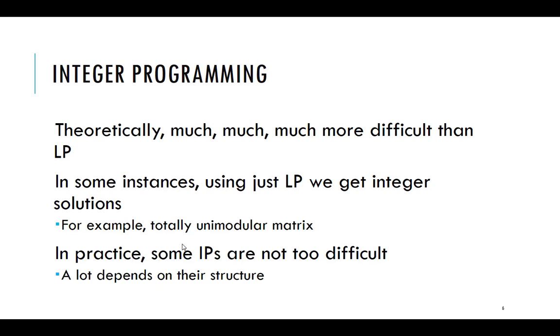We'll show that if we relax the integer constraints to be linear, then we still get integers for free. That's a good thing. And in practice, some IPs, integer programs, are not too difficult. A lot of it depends on their structure. If it's a mixed integer program, is a lot of it linear, and does some of it have a nice structure that makes it easy to traverse from point to point?